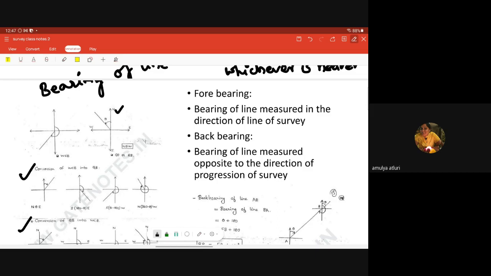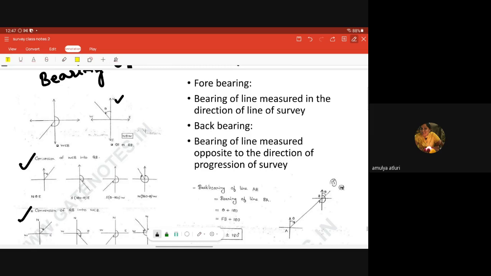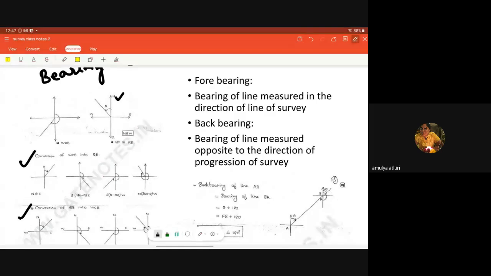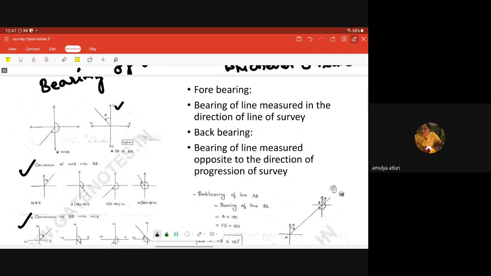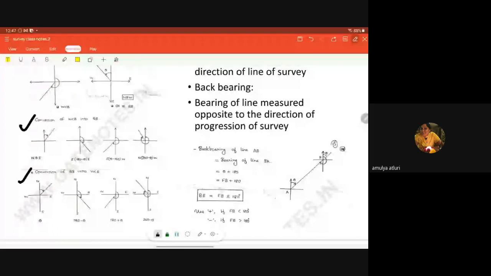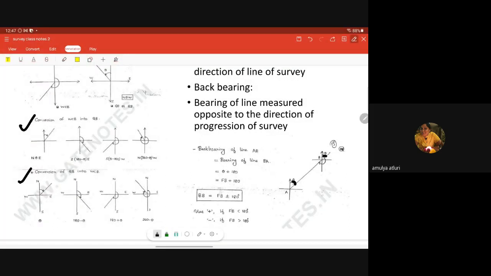So what is forebearing? Next part is forebearing. Bearing of a line measured in the direction of survey is called forebearing. If the bearing of a line is measured opposite to the direction of survey, opposite to the progression of survey, then it is called back bearing. Got it? If this is my line, this is my forebearing. It is measured in the direction of survey. And this is my back bearing. It is measured opposite to the direction of survey.